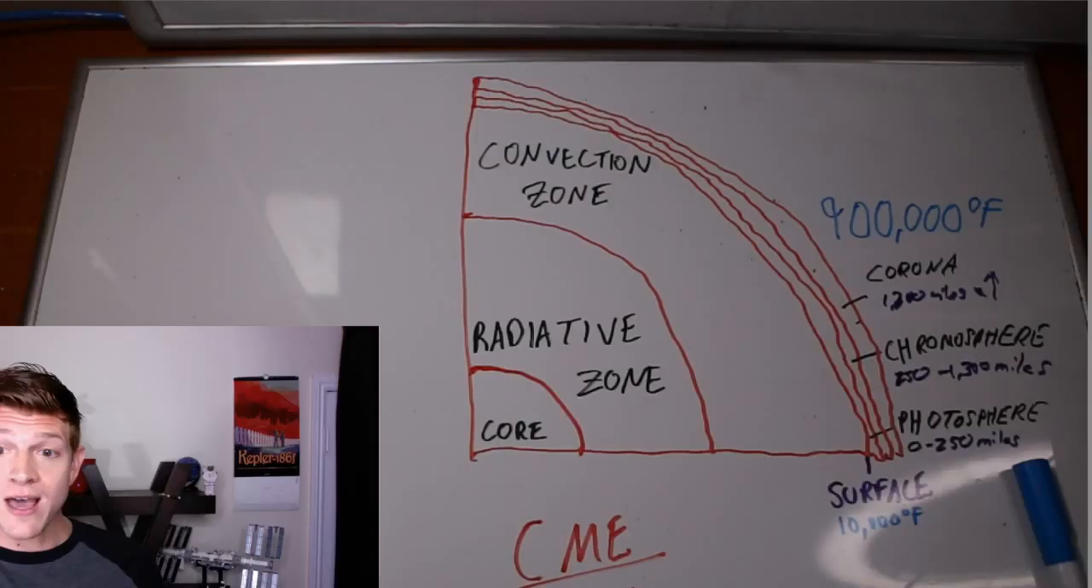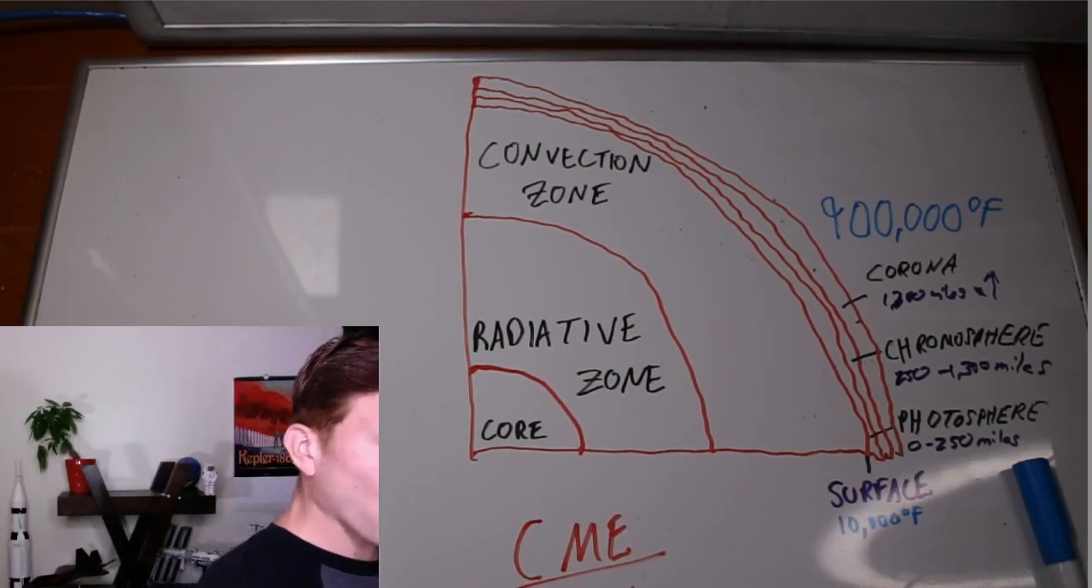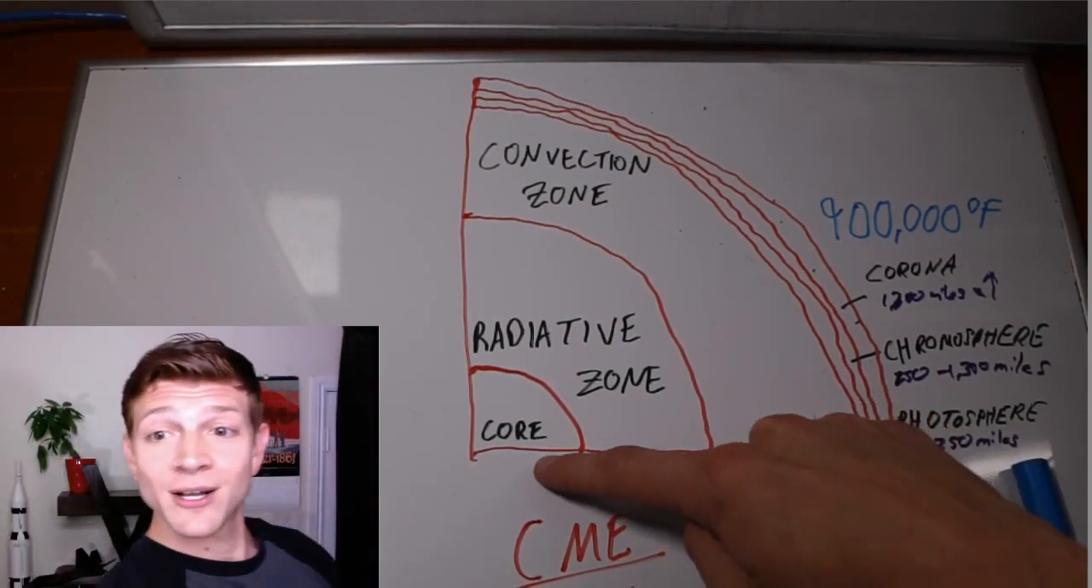It's in our solar system. It's 93 million miles away from us here on Earth. That's 1 AU, or astronomical unit. It's about 10,000 degrees, and we've got the core, the center layer of the sun.